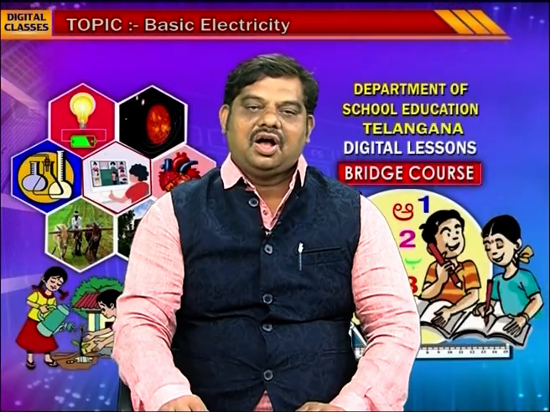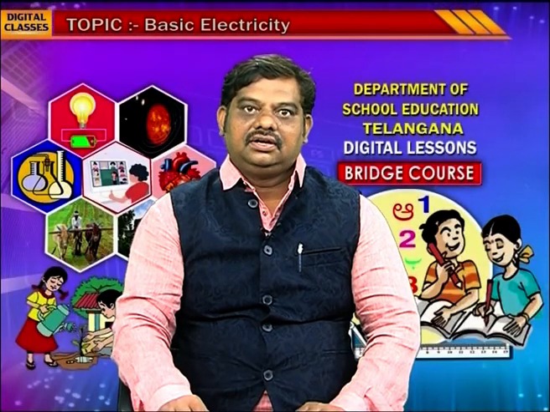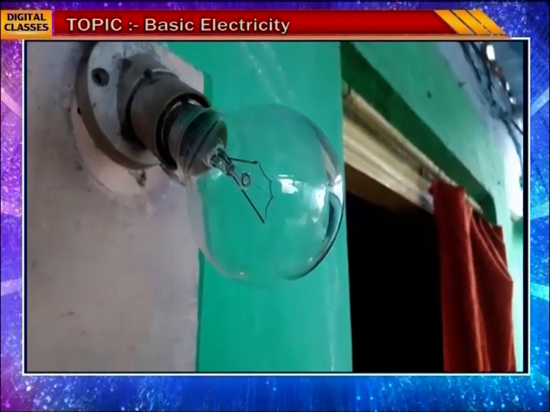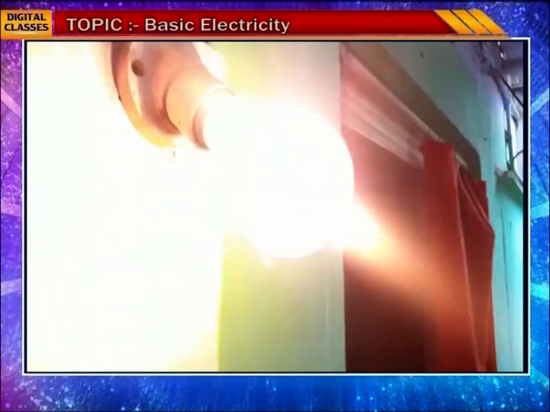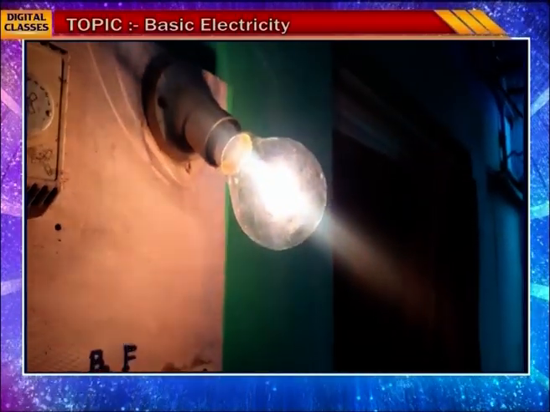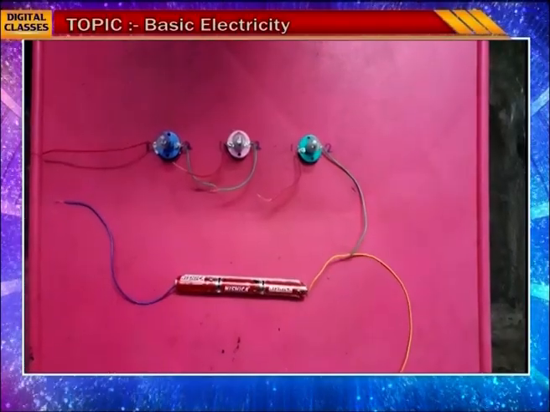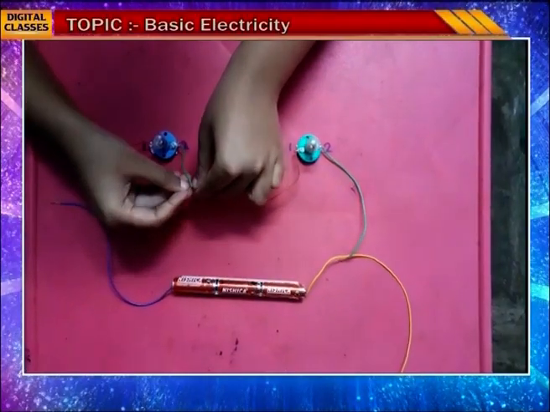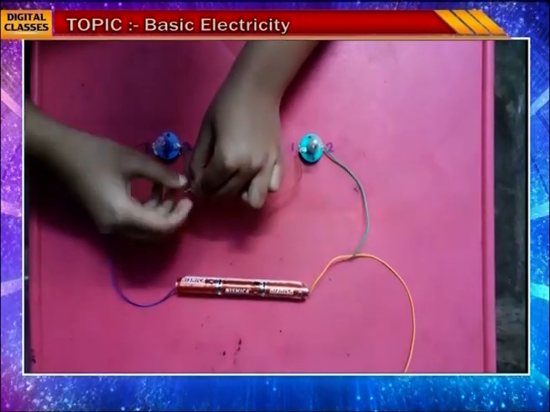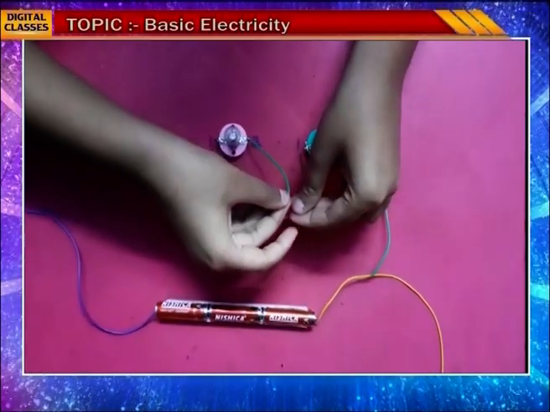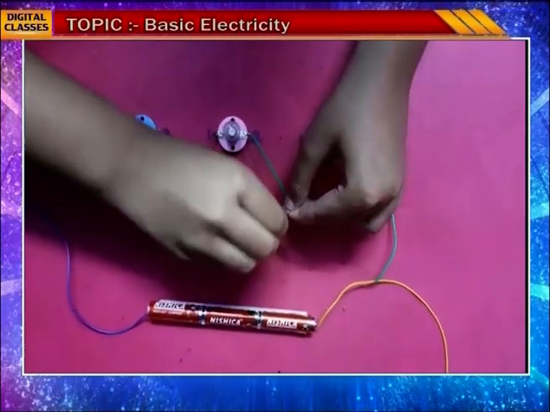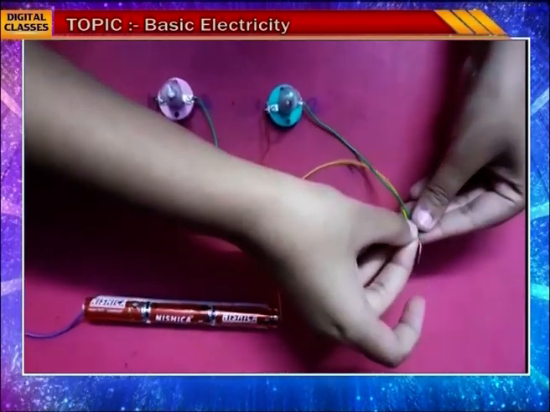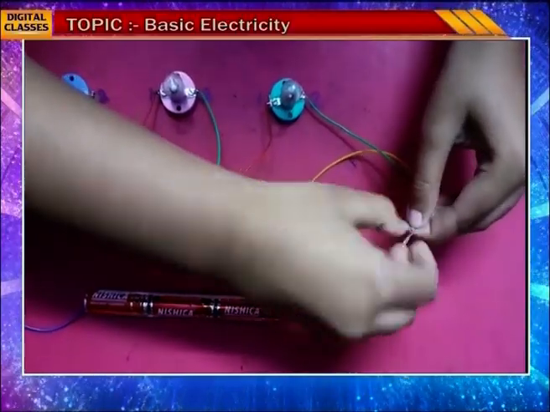Let us know how to connect the bulbs in series. For this, collect 3 bulbs. Bulbs are said to be connected in series if the second terminal of one bulb is connected to the first terminal of the next bulb, and so on. Connect these bulbs to a dry cell and observe the brightness of each of the 3 bulbs.